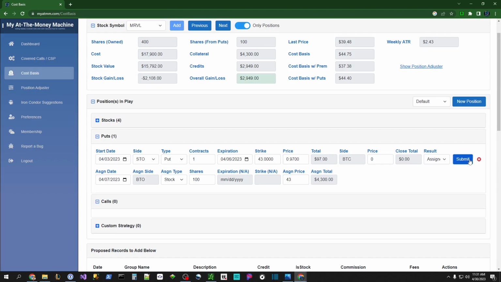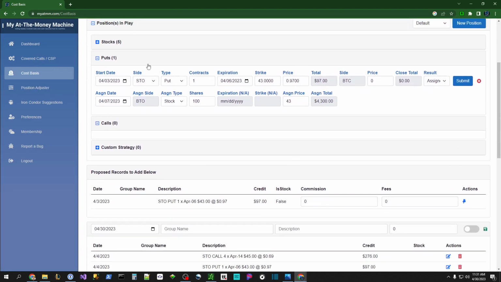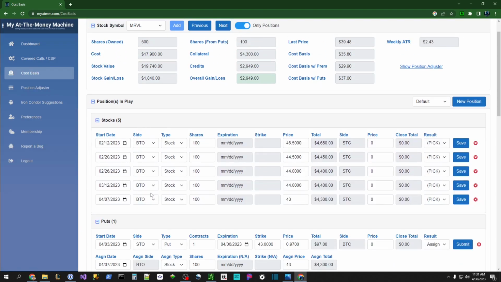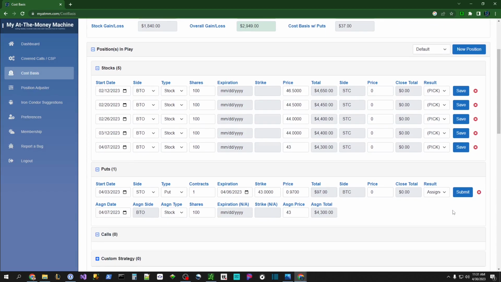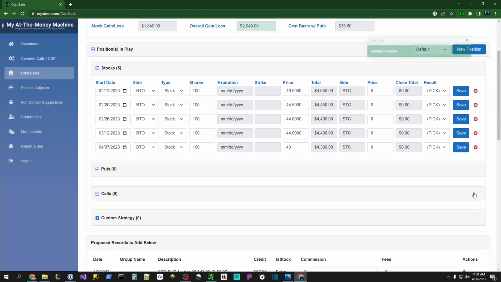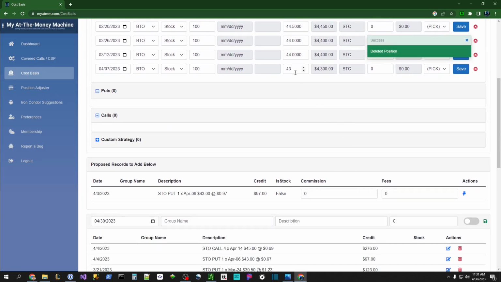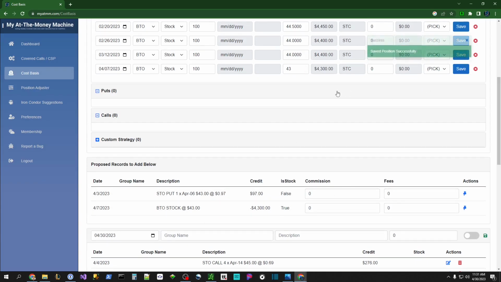Alright, we're going to click submit, and that added another record right here at the bottom. You can see the $4,300. So this put is done. We can go ahead and clear that off. But it should have added a transaction. Okay, it didn't add it here. We have to click save one more time to get that proposed record to generate for us. And so there it is.